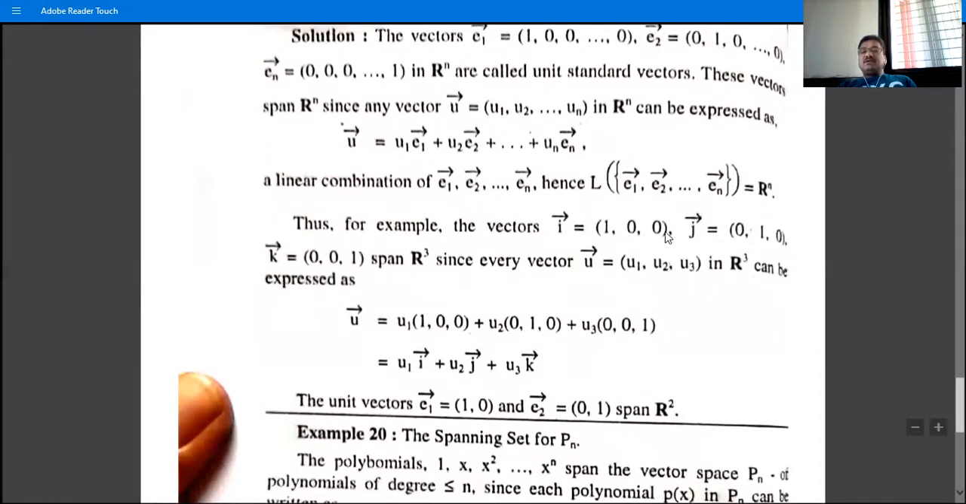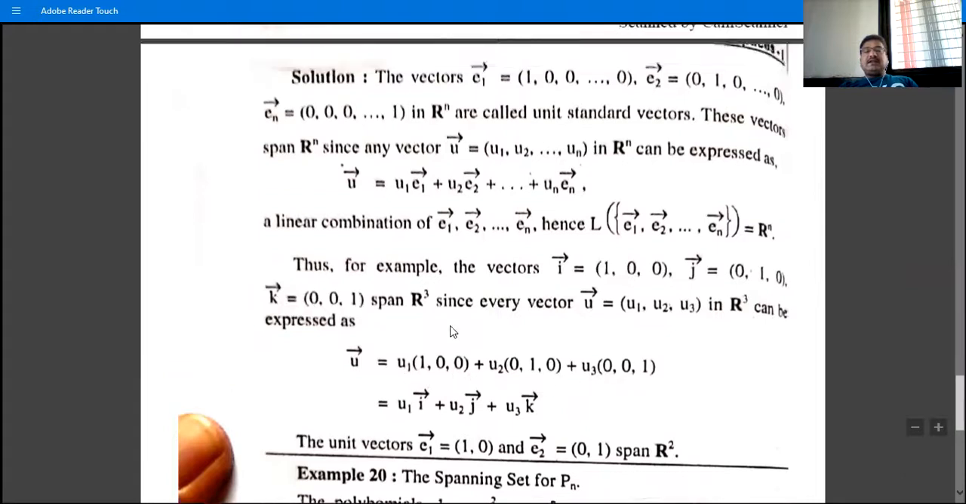Similarly, (1, 0, 0), (0, 1, 0), and (0, 0, 1), suppose i, j, and k, or e1, e2, and e3, span R3, as every vector u = (u1, u2, u3) belonging to R3 can be expressed as u1 (1, 0, 0) plus u2 (0, 1, 0) plus u3 (0, 0, 1).